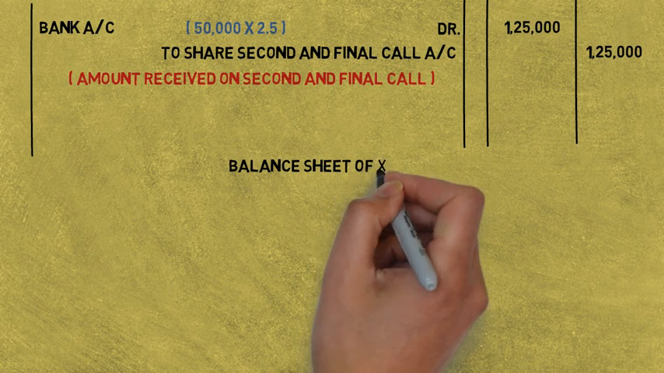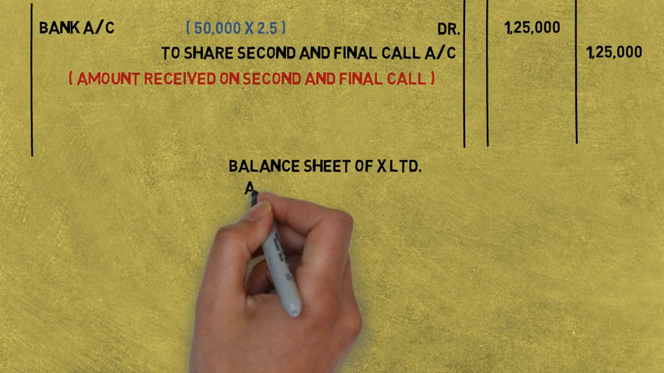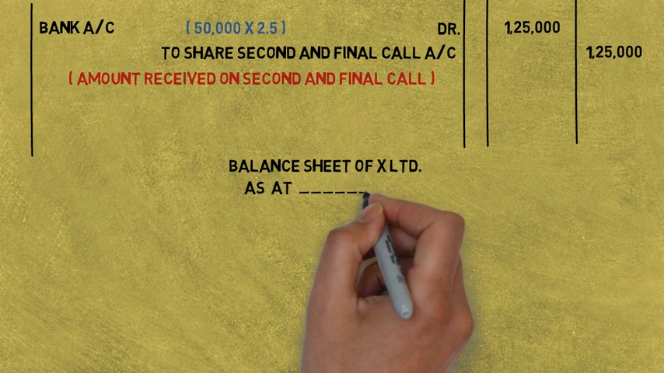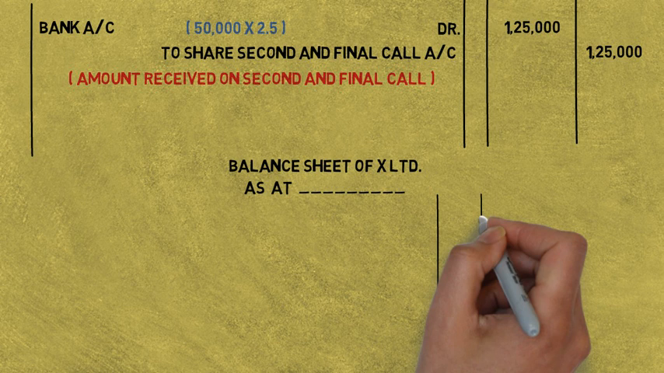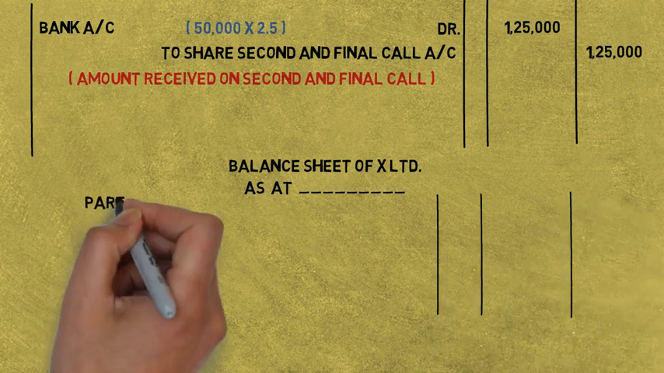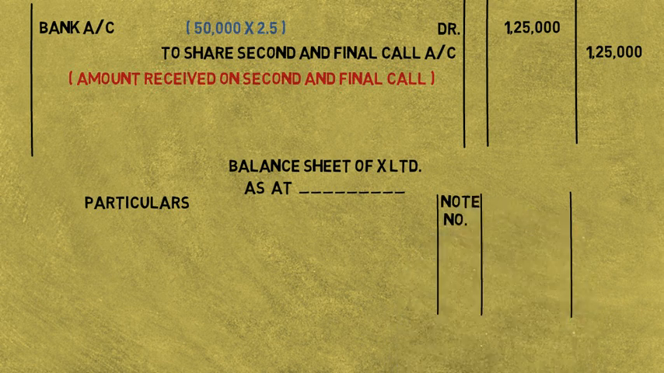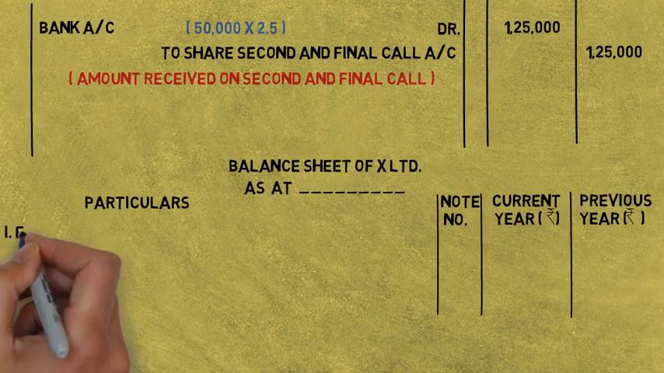Now let's see how we will make the balance sheet of a company according to this example. First of all, we have to write the name of the firm, that is balance sheet of X Limited as at, and now in the blank we will write the closing date whatsoever given in the question. If there is no date given in the question, then you have to simply draw a blank and leave the space like this. The first column will be of particulars, second will be of note number, where you will write the number of working notes we are going to mention, and then the amount columns of current and previous year.